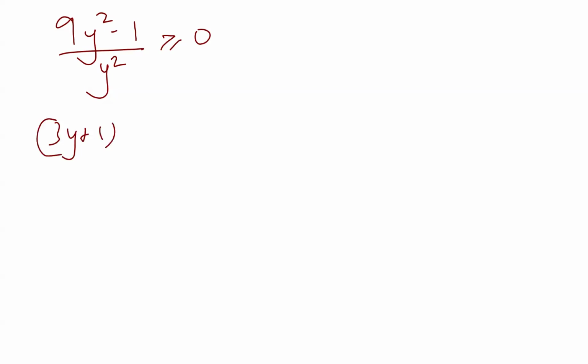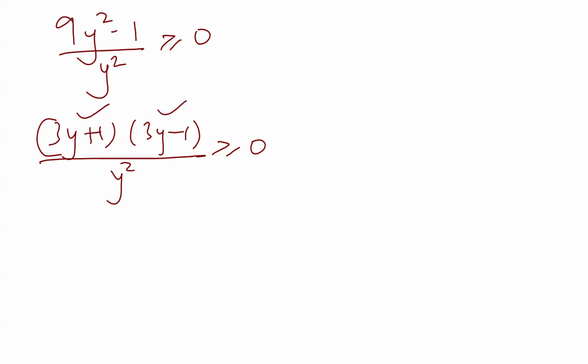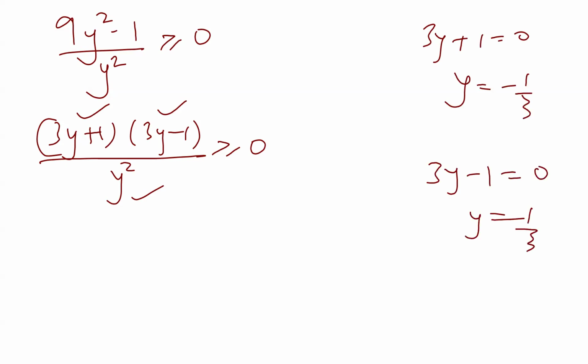Fine. So 9y square minus 1 upon y square is greater than or equal to 0. So (3y plus 1)(3y minus 1) upon y square is greater than or equal to 0. Equate each and every term to 0. If we equate 3y plus 1 to 0, y is equal to minus 1 by 3. If we equate 3y minus 1 to 0, y is equal to 1 by 3. If we equate y square to 0, y is equal to 0.